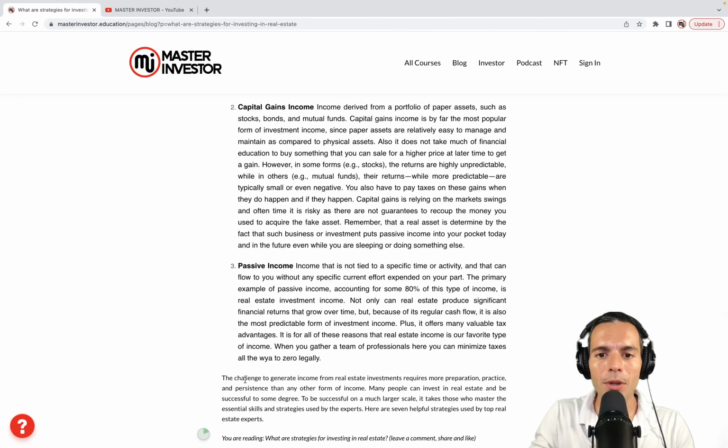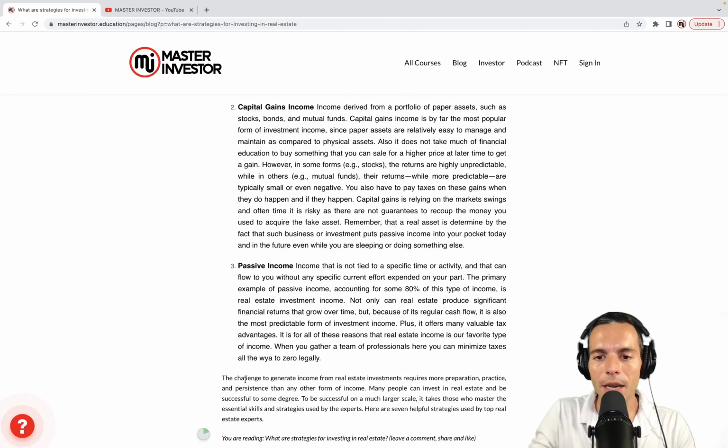However, in some forms, like stocks, the returns are highly unpredictable, while in others, like mutual funds, the returns, while more predictable, are typically small or even negative. You also have to pay taxes on these gains when they do happen, and if they happen.